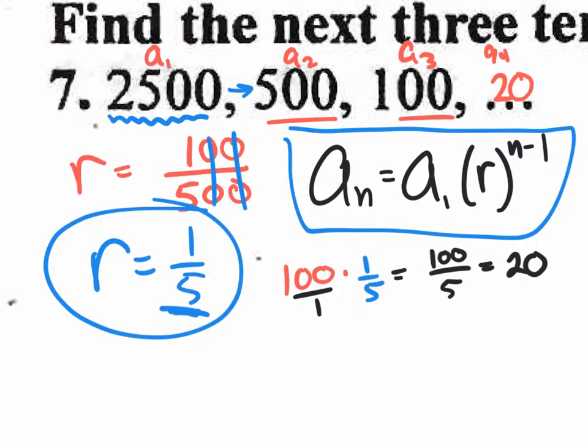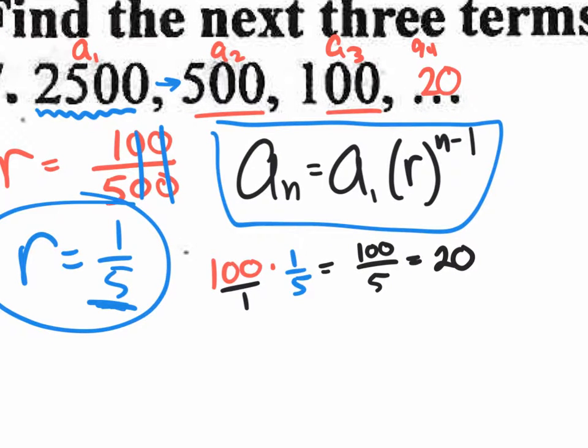20 times 1/5, which is really 20 divided by 4. And you will get that next number, which is 4. Are you with me? And what's the next number? 4. You got to say 4 times 1/5, which is just 4/5, right? And that's it. We're done. We found the next three numbers, 20, 4, and 4/5. Those are the next three numbers.